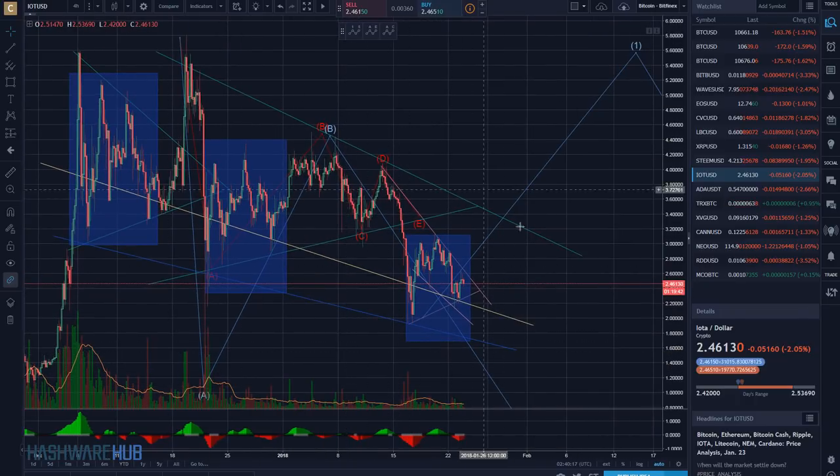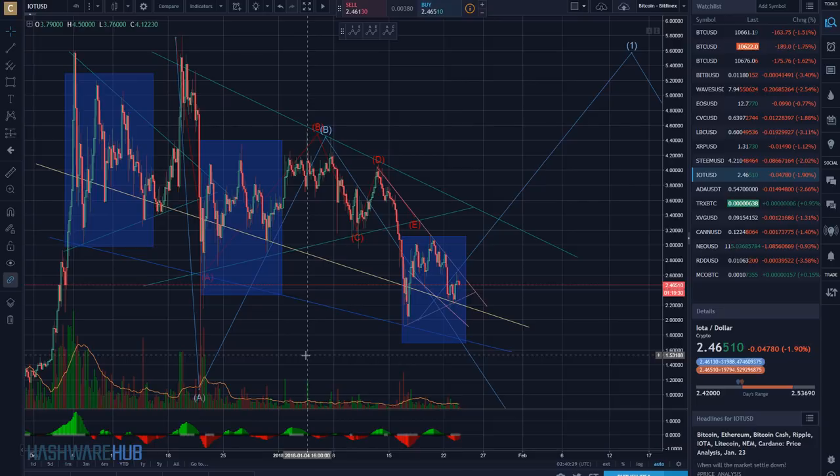It definitely has a taper to it, but it could be a very, very long triangle, but it could also just be a channel. So we're kind of treating it as both until it shows its ugly head, because it is a pretty ugly one.